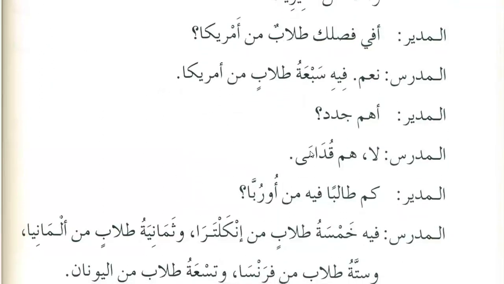Wa arba'atu tullabin minal Yaban, and four students from Japan. Wa talibani minas-Sin, and two students from China. Wa talibun wahidun min Malaysia, and one student from Malaysia. A fi faslika tullabun min America? Are there in your class students from America? Na'am, yes. Fihi sab'atu tullabin min America. In it, there are 7 students from America.